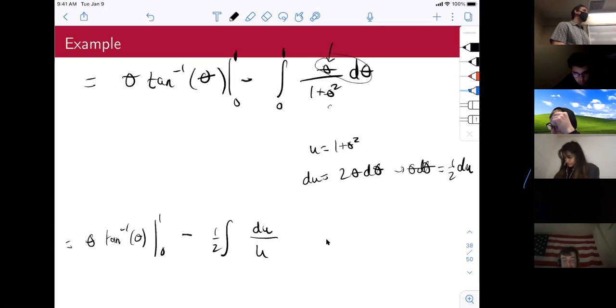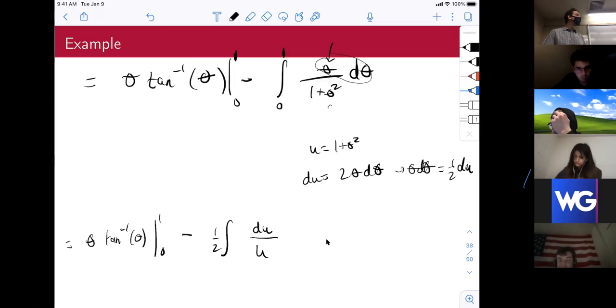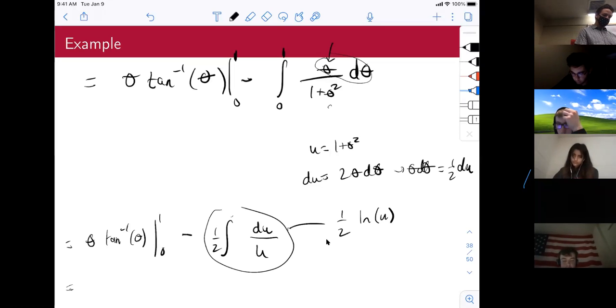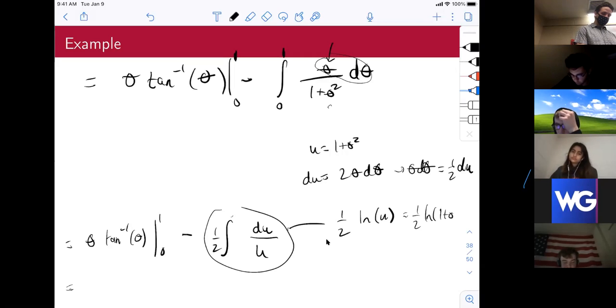And I can change the bounds on this new integral. I'm not going to, so that I can keep the bounds the same for every part of this. So this is one of the times that I'm not going to change the bounds. But what is the integral of 1 over u with respect to u? Natural log of u, perfect. So let me write this. This is 1/2 times the natural log of u plus a constant, which is 1/2 times the natural log of 1 plus theta squared. Plug back in for u.